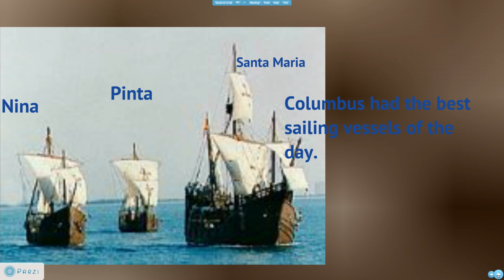He was equipped with very strong vessels for that time, mainly the Santa Maria, which was the larger vessel, and the Nina and the Pinta. The Nina and the Pinta were a lot sleeker. They were faster ships built by the Portuguese. They were also called caravels. But he set sail mainly on the Santa Maria, and followed along with the Nina and the Pinta.